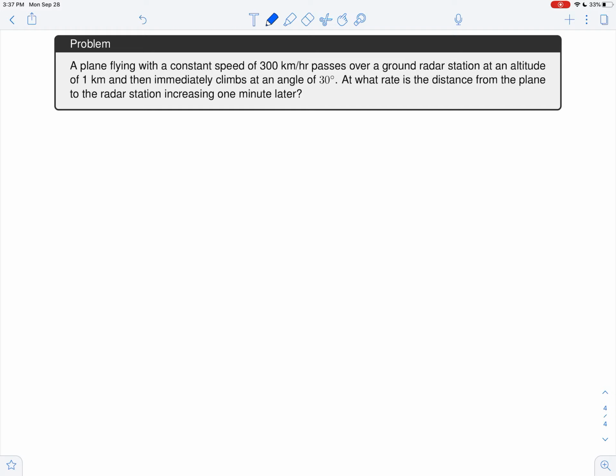So I'm going to imagine maybe the ground is right here, and I'm going to put a dot there, and that dot is going to represent my radar station. And I'm going to go up. Let's just draw another dotted line. I'll just draw a line straight up.